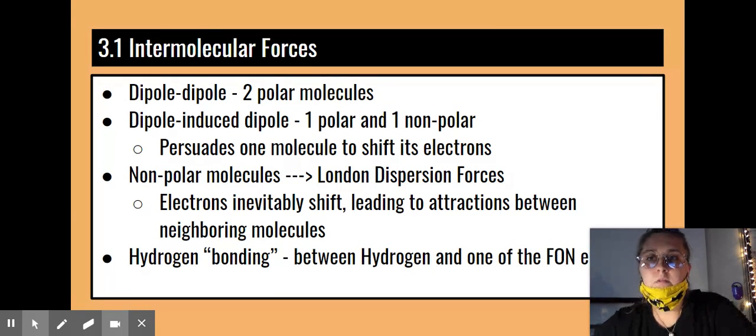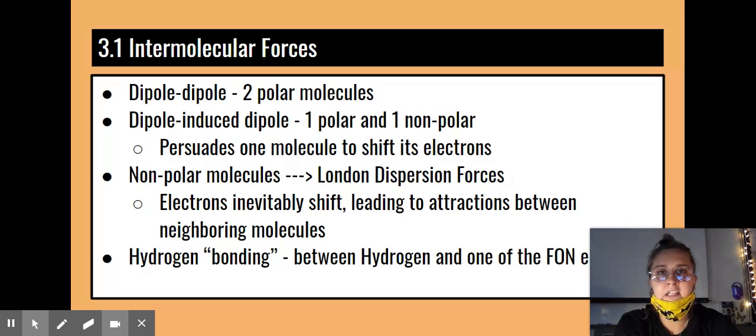All right, so here are some of the main forces. These are the main ones that we are going to be focusing on for this discussion today. So type number 1 is a dipole force that is between two polar molecules. A dipole-induced dipole is one polar and one nonpolar molecule. Typically, that polar molecule can persuade the nonpolar molecule to shift its electrons around.